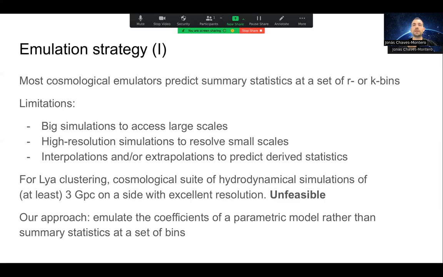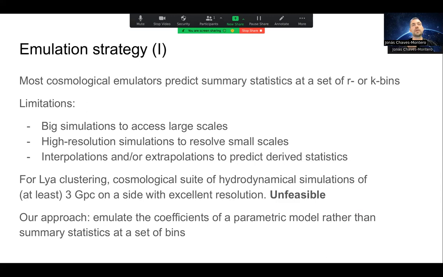The other point that is important for the Lyman-α forest is that when you make an emulator for a particular summary statistic, if you want to derive another summary statistic from this one, for example, deriving the one-dimensional power spectrum from the three-dimensional power spectrum by integrating perpendicular modes, in traditional emulators you need to extrapolate and interpolate, which reduces a lot the precision of the predictions of this derived statistic.